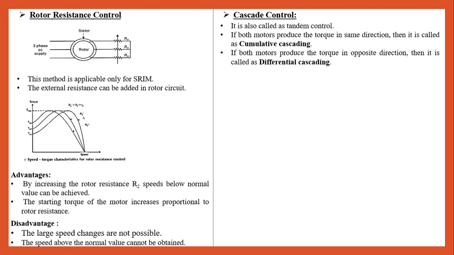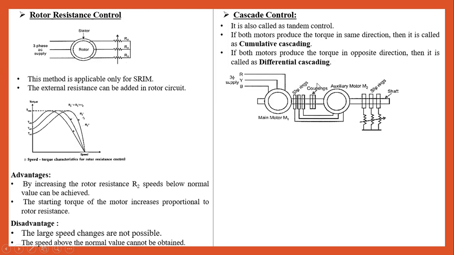And the second method of rotor side speed control, that is cascade control. It is also called tandem control. Look at the circuit diagram. The cascade control requires two motors. First one, main motor M1. Next one, auxiliary motor M2.